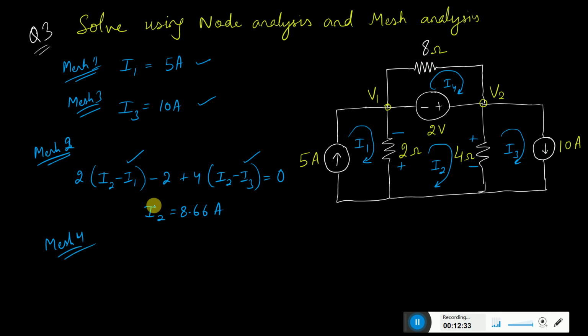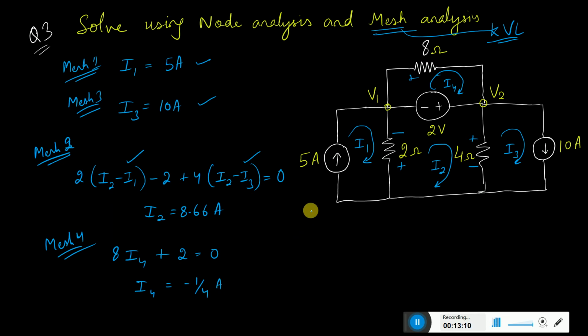Now you have another equation for mesh 4. When you use mesh analysis, you are actually using KVL, Kirchhoff's voltage law, and you are moving in this direction. So you get 8 multiplied with I4, because the 8 is only in mesh 4, and then you see the plus sign, so plus 2 is equal to 0. So here also you get the value of I4 very easily, and I4 comes out to be minus 1/4 amperes.